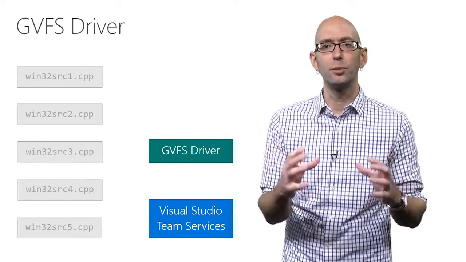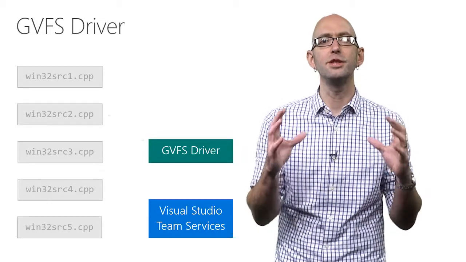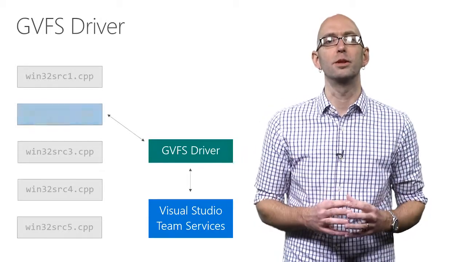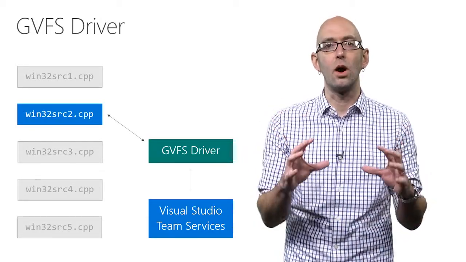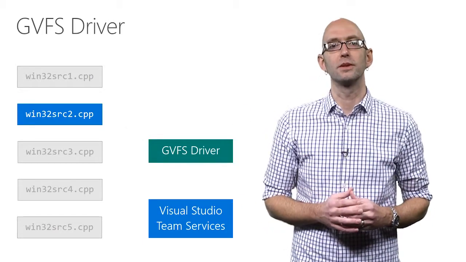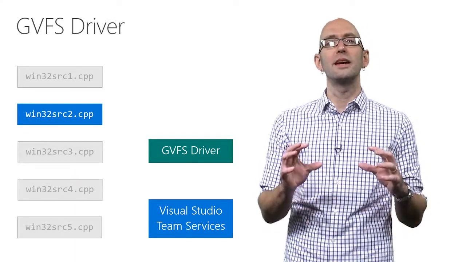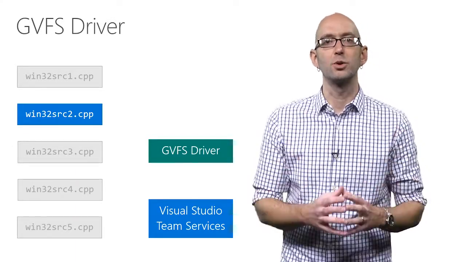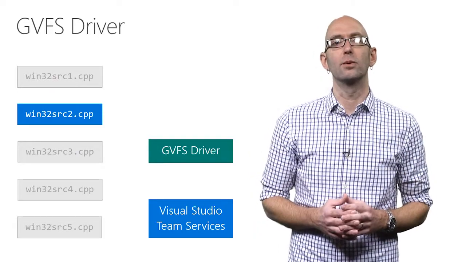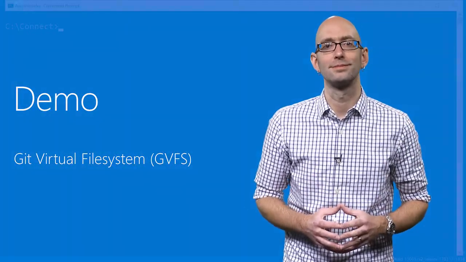When they actually go to open the file, let's say src2.cpp, then the GVFS driver will intercept the open call and download the file automatically from the Git server. In this case, Visual Studio Team Services. VSTS will return the content and it will be saved on disk so that the next time you open the file, it won't have to go back to the network. Let's take a look at how this works in practice.